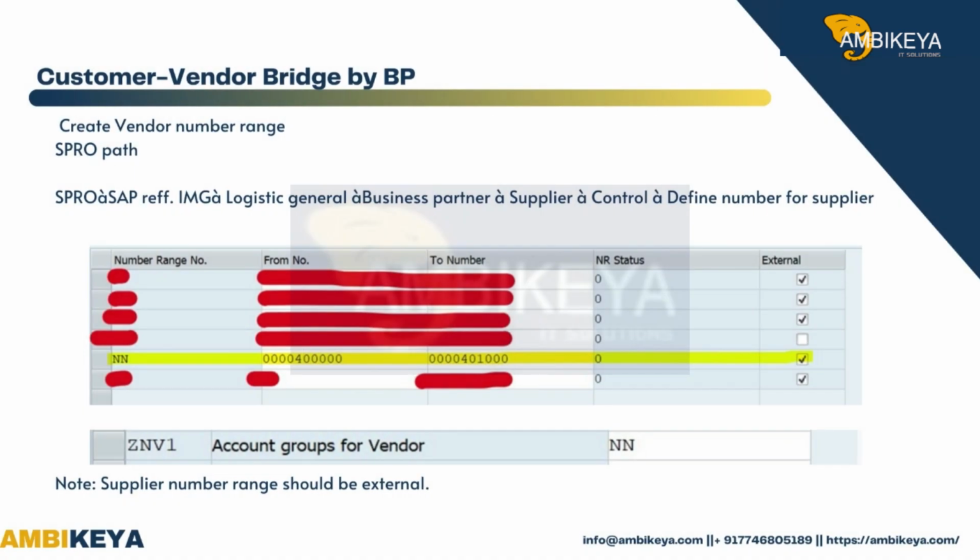Create vendor number range. SPRO path: SPRO, SAP reference IMG, Logistics General, Business Partner, Supplier, Control, Define number ranges for supplier. Note, supplier number range should be external.